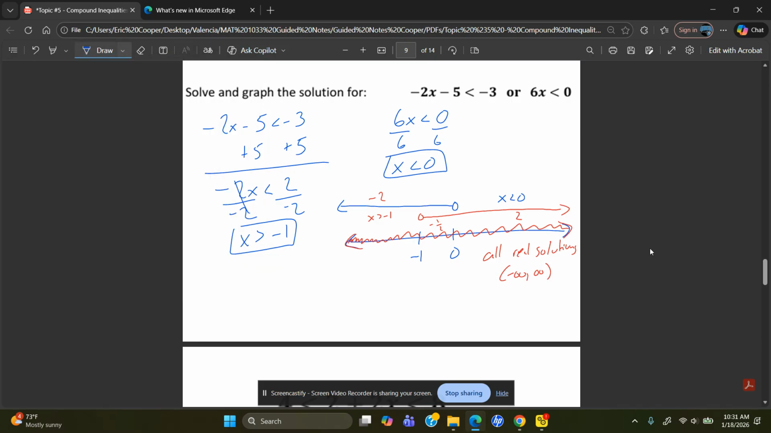Now, I do want to point out, if this were an AND problem, we would only keep this middle part here, because this is the only part where they both shared. So as an AND, my answer would have been negative 1 to 0, and they both would have had parentheses because I couldn't include any values. So again, with or we keep anything that we shade, and with and we would have only kept the intersection. So please understand the difference between or and and as we go and solve these problems.